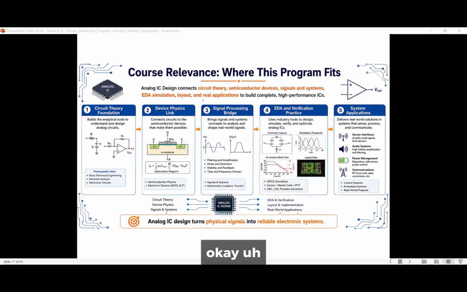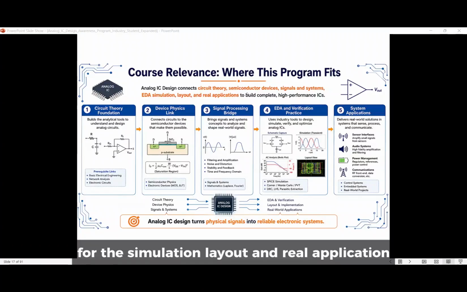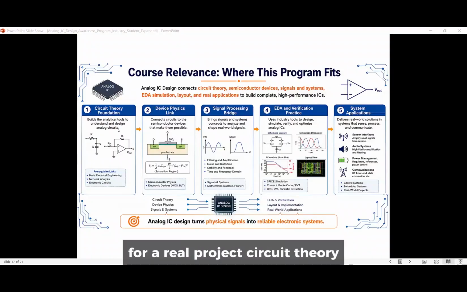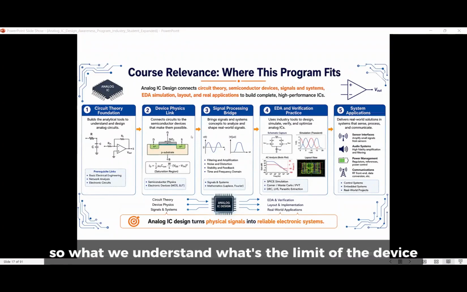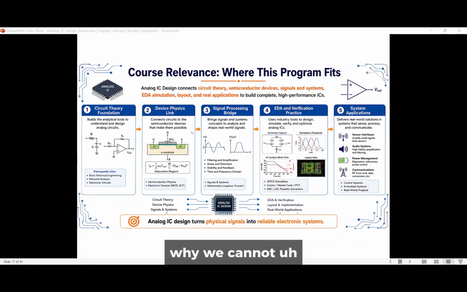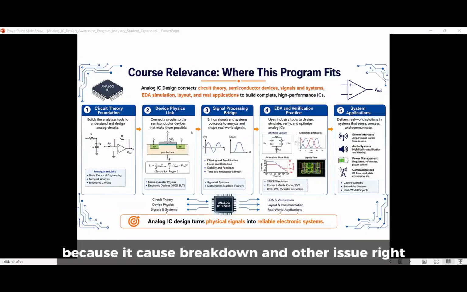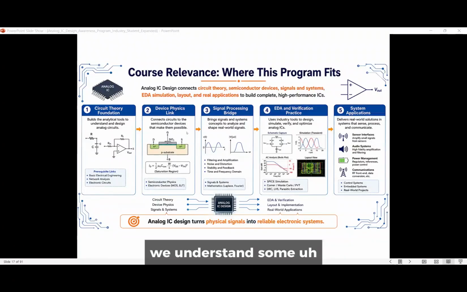Okay, EDA tools, for simulation, layout, and real applications. This is for a real project. Circuit theory: we start with the base theory of the circuit and the device physics link, so we understand the limits of the device. Why can't we freely raise the voltage? Because it causes breakdown and other issues, right? We understand some breakdown can be reverted, but some cannot.